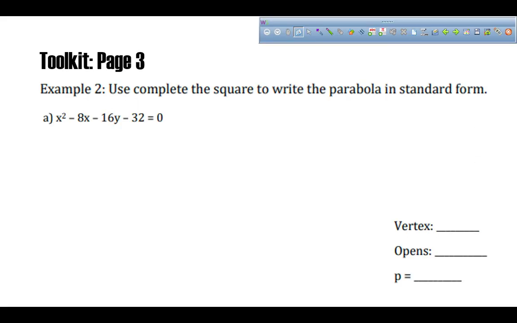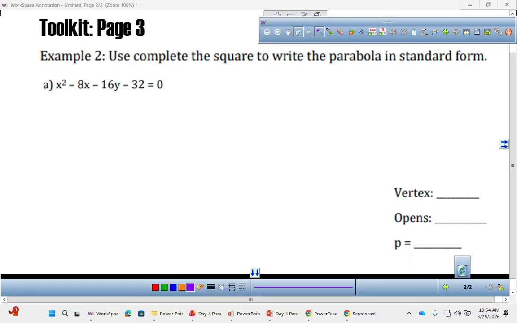So in your toolkit on page 3, there's this example, and it says, use the complete the square method to write the parabola in standard form. So here's why I know this is a parabola. See how there's only x squared? No y squared in sight.